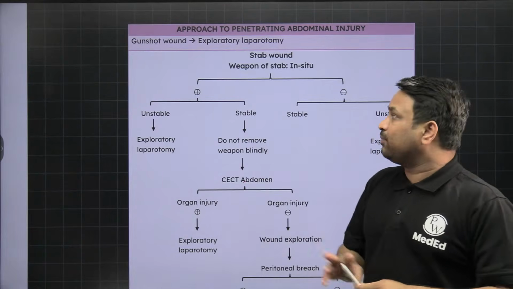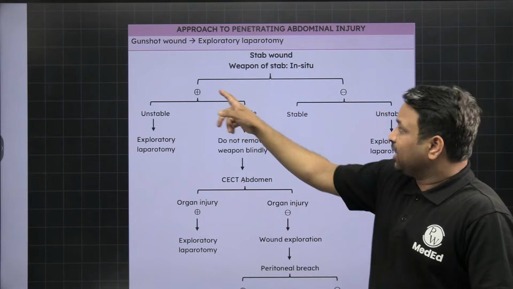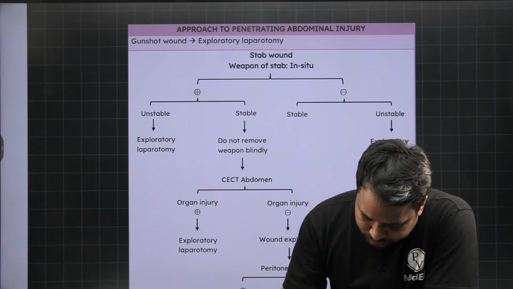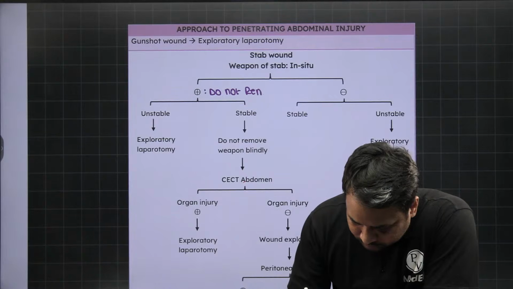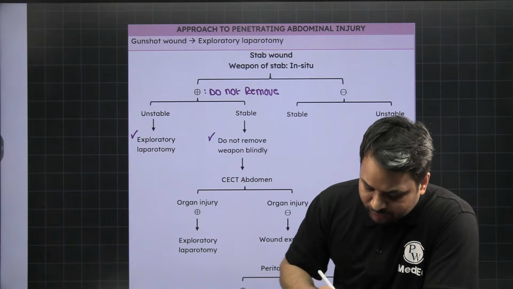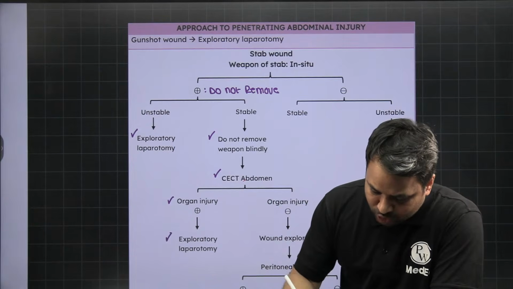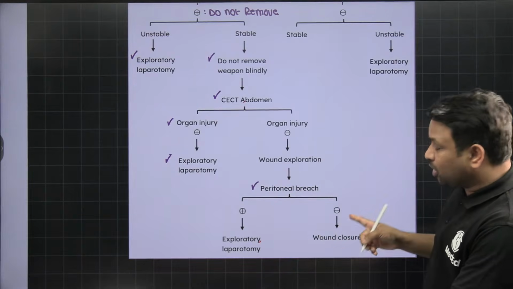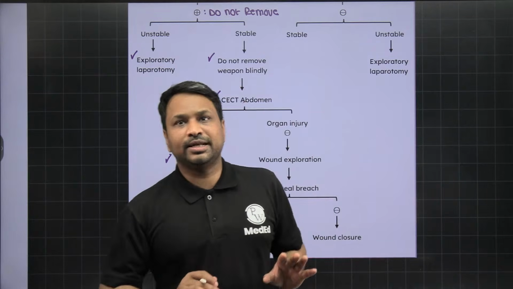If the patient comes with a stab wound, we see whether the weapon of stab is in situ or not in situ. If the weapon of stab is in situ, if it is present, do not remove the weapon. We see whether the patient is stable or unstable. Do not remove the weapon. Go ahead with CECT abdomen. Look for organ injury. If it is present, laparotomy. If there is no organ injury, go for wound exploration. Look for peritoneal breach. Presence of peritoneal breach, go with laparotomy. No peritoneal breach, wound closure has to be performed. Nothing more, nothing less, right.